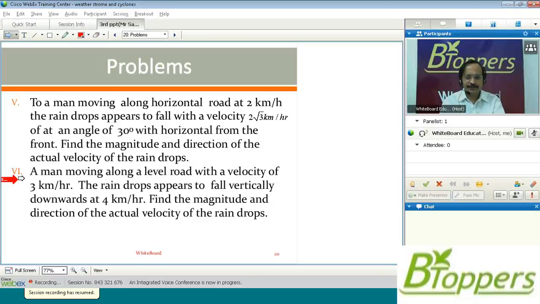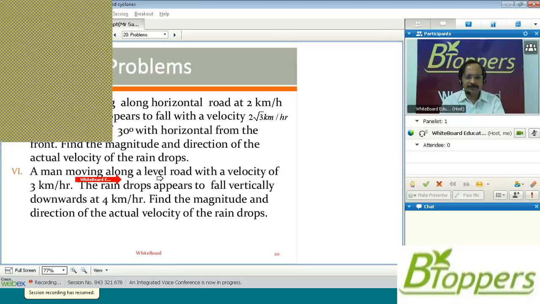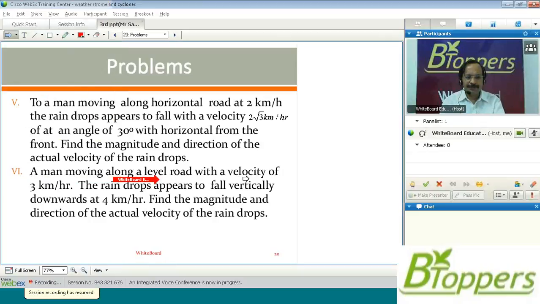So I have just discussed problem 5. The next problem is the 6th one. That is similar to problem 5 which I have just discussed, but I will read it once. A man is moving along a level road with a velocity of 3 km per hour. The raindrops appear to fall vertically downwards at 4 km per hour. Find the magnitude and direction of the actual velocity of the raindrops.